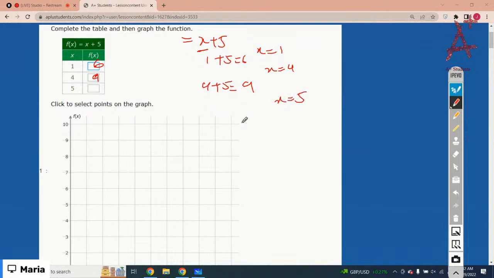Then you have x equals 5. So it would be 5 plus 5 equals 10. So here you have 10. Got it? It would be 6, 9, and 10. Now you have to plot these points on the graph and plot the graph. Got it?